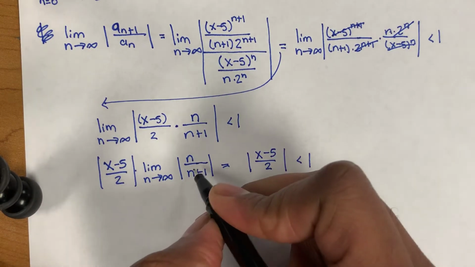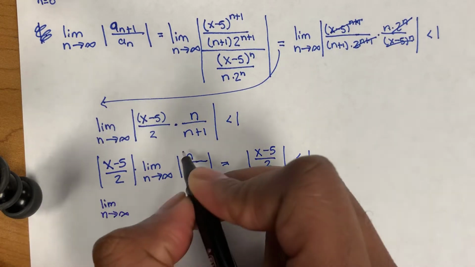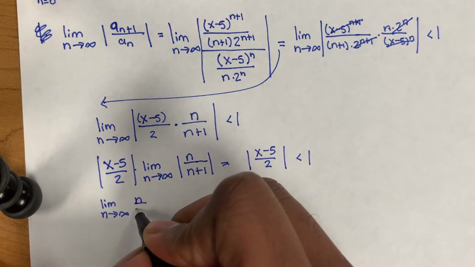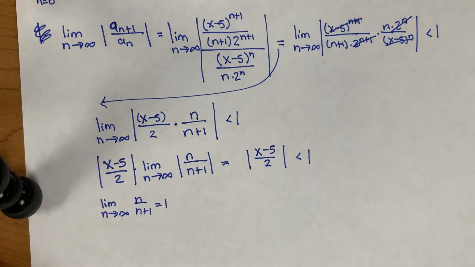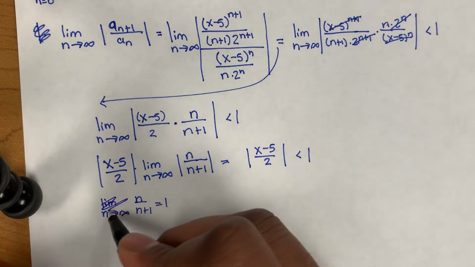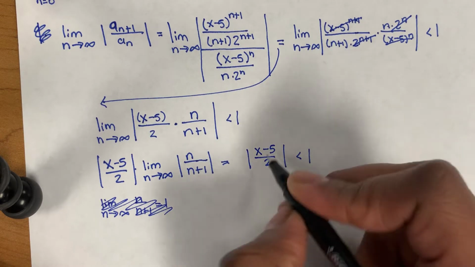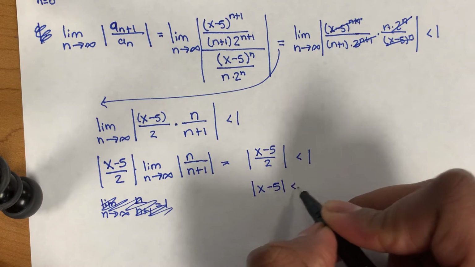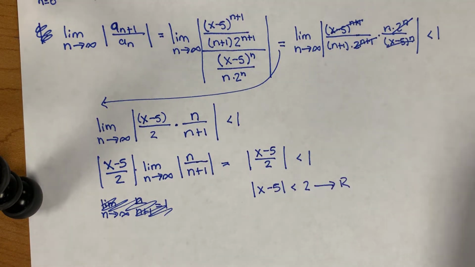Now, again, we'll just do some side work. The limit as n approaches infinity, we don't even need the absolute value for this because n is positive. So n over n plus 1 converges to 1. So we end up with the absolute value of x minus 5 over 2 is less than 1. So we end up with the absolute value of x minus 5 is less than 2. This 2 is our R value, our radius of convergence.